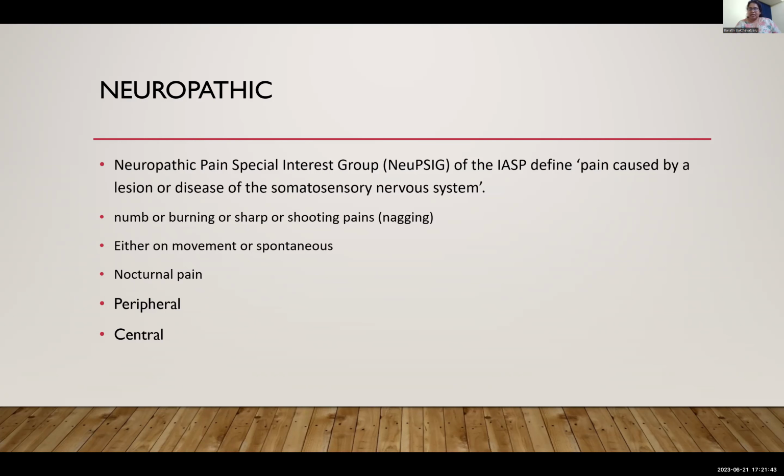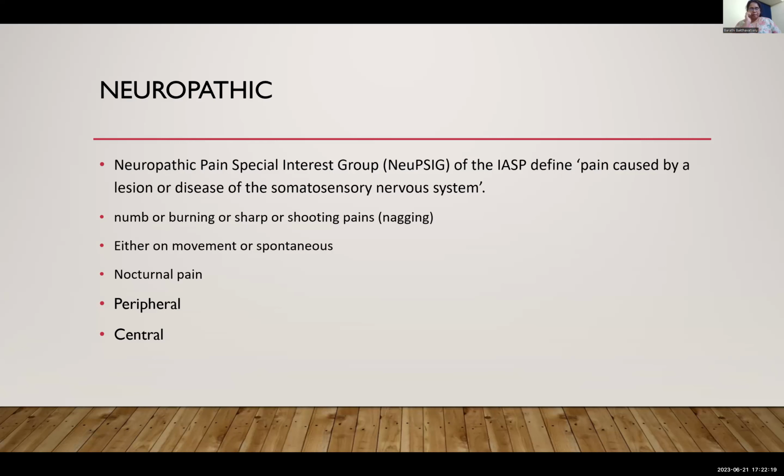And nocturnal pain is classic of neuropathic pain. When patients say this pain comes only in the night time or in the early morning, then you have to think of neuropathic pain. These characteristics you will have to remember when you take the pain history. And we already saw neuropathic pain is divided into peripheral and central, depending on the site of damage.